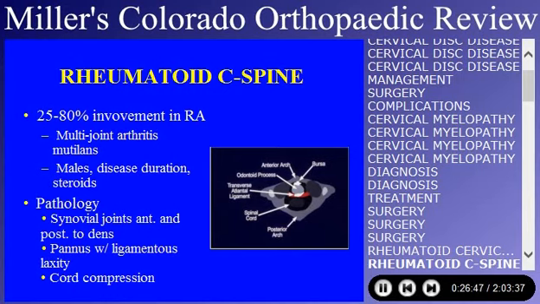The pathology that you see in the cervical spine, there are true synovial joints, both anterior and posterior to the dens. The synovium in those joints can be involved with rheumatoid pannus, which leads to ligamentous destruction or ligamentous laxity, which leads to instability. The reason patients with rheumatoid arthritis get spinal cord injury is because of cord compression. It's not a vascular phenomenon.